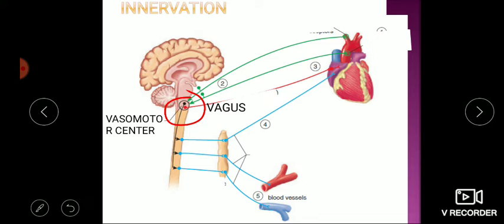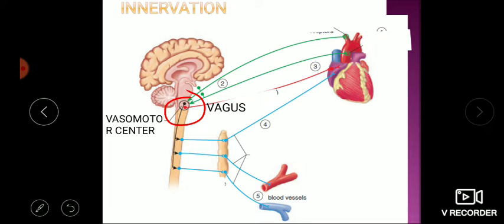So from here two nerves are coming. One is the vagus, which is a parasympathetic nerve. Again we have a right vagus and a left vagus. Now the right vagus supplies principally the SA node, because the SA node develops from the structure of the right side of the heart, and the left vagus supplies the AV node, because the AV node develops from the structure of the left side of the heart, so it is carrying the innervation.